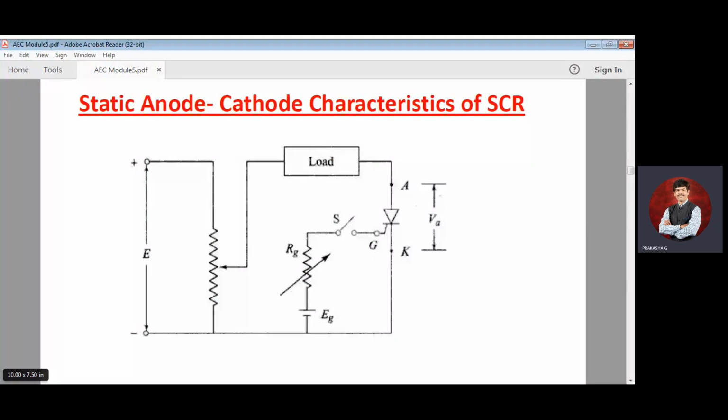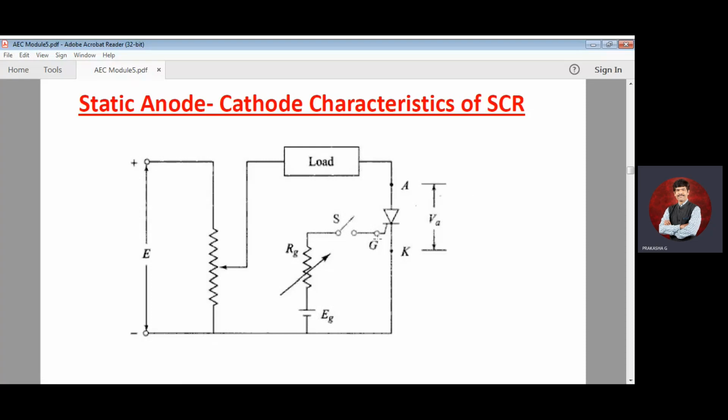SCR can be made to conduct. So we need to give the actual power supply, that is the anode to cathode power supply you are giving. In addition to that, we should also give the gate current through one more energy source called EG. So EG is connected to the gate, where it is going to give the power supply to the gate, and it is going to generate the gate current IG.